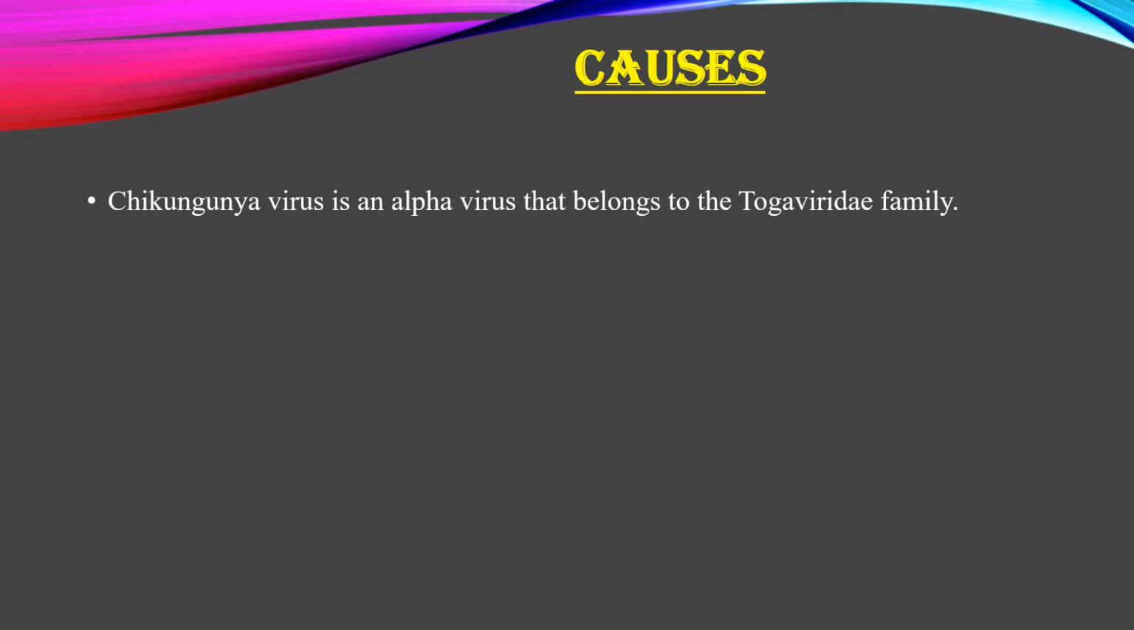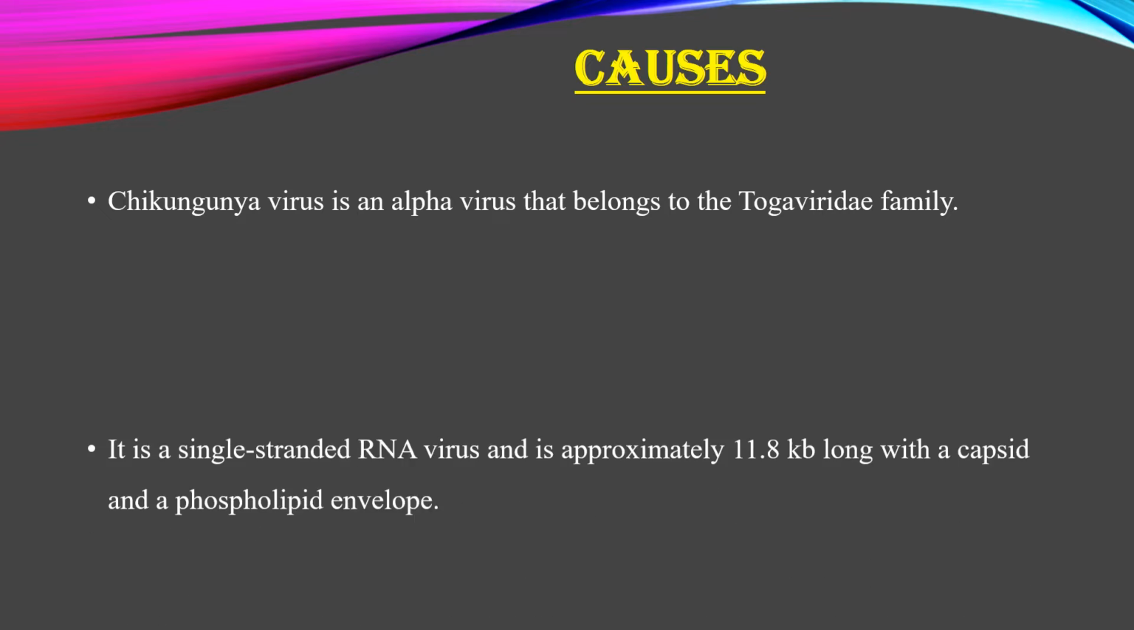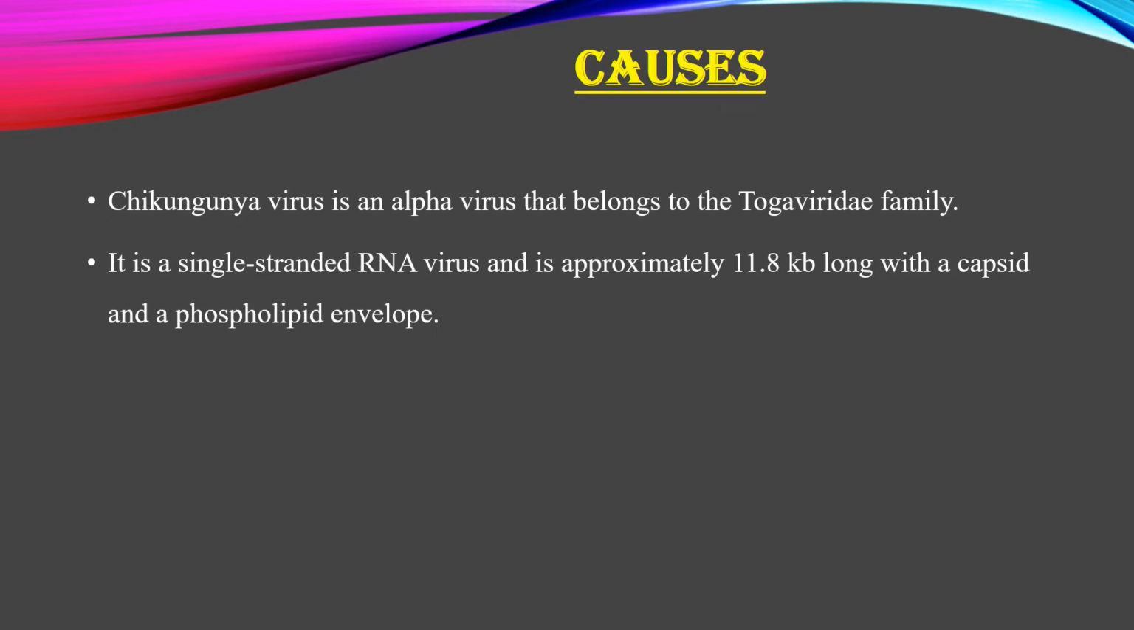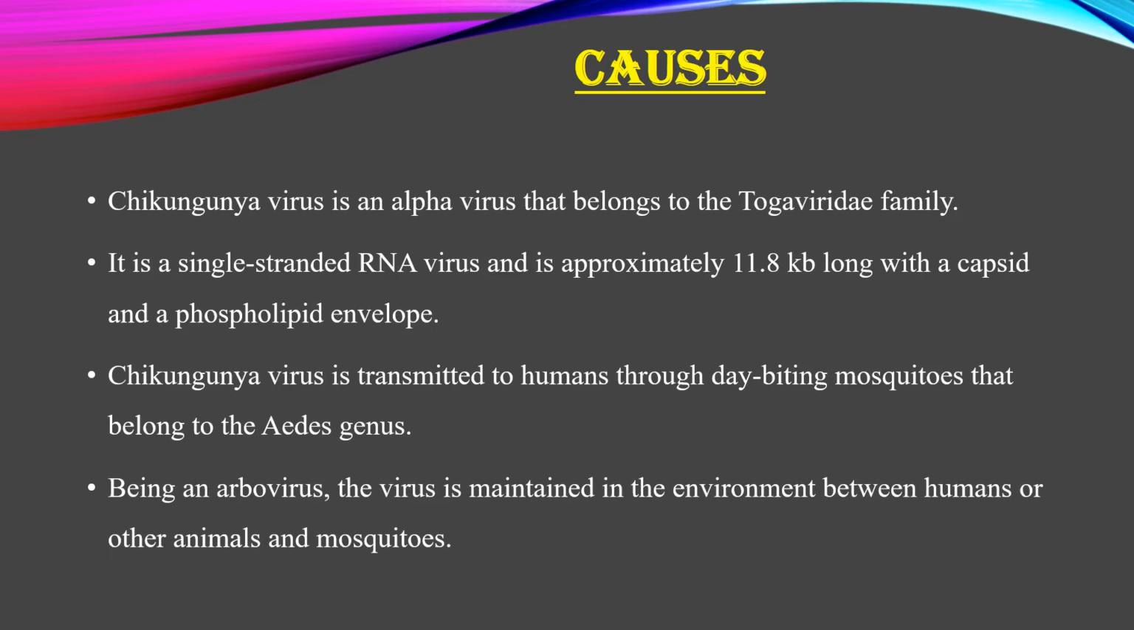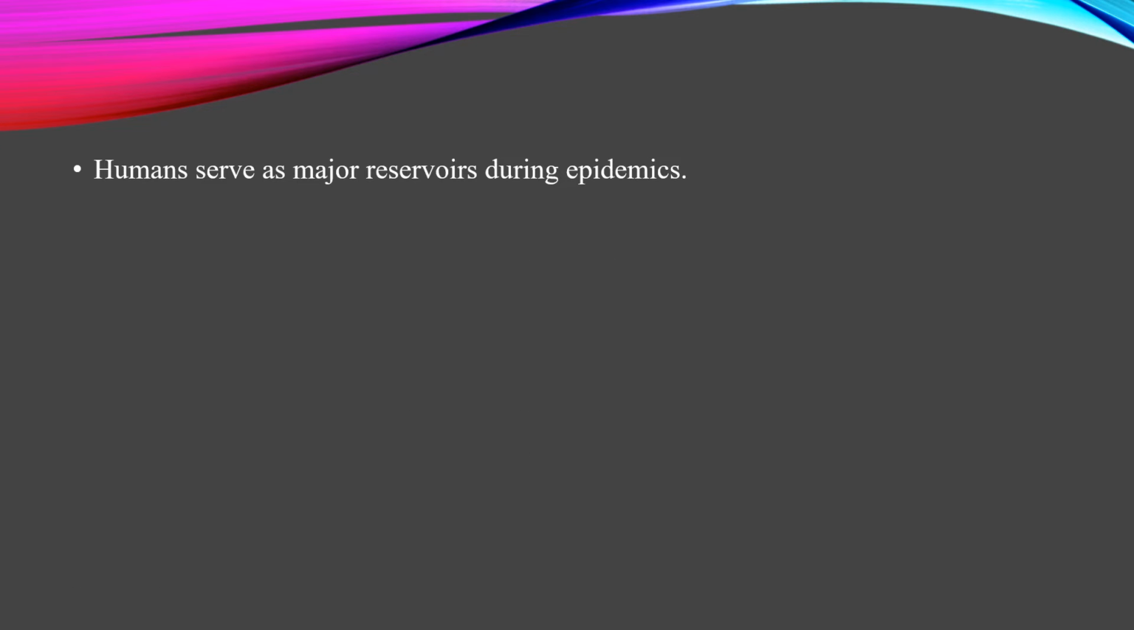The causes of chikungunya. Chikungunya virus is an alphavirus that belongs to the Togaviridae family. It is a single-stranded RNA virus and is approximately 11.8 kb long with a capsid and a phospholipid envelope. Chikungunya virus is transmitted to humans through day-biting mosquitoes that belong to the Aedes genus. Being an arbovirus, the virus is maintained in the environment between humans or other animals and mosquitoes. Humans serve as major reservoirs during epidemics.